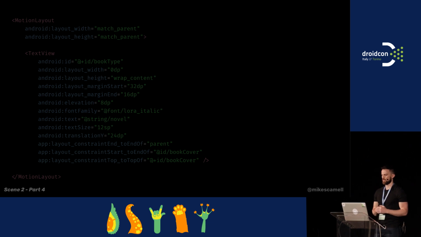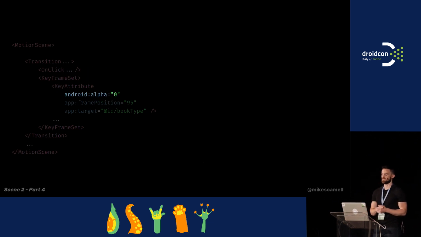We'll see this in a minute. Why translation y equals 24? Well, because in our design, the book cover is overlapping the header and the white space. So for that reason, we had to translate it. This means that anything that wants to reference the top of that view is also going to have to be translated as well, if you wanted to keep it in line.